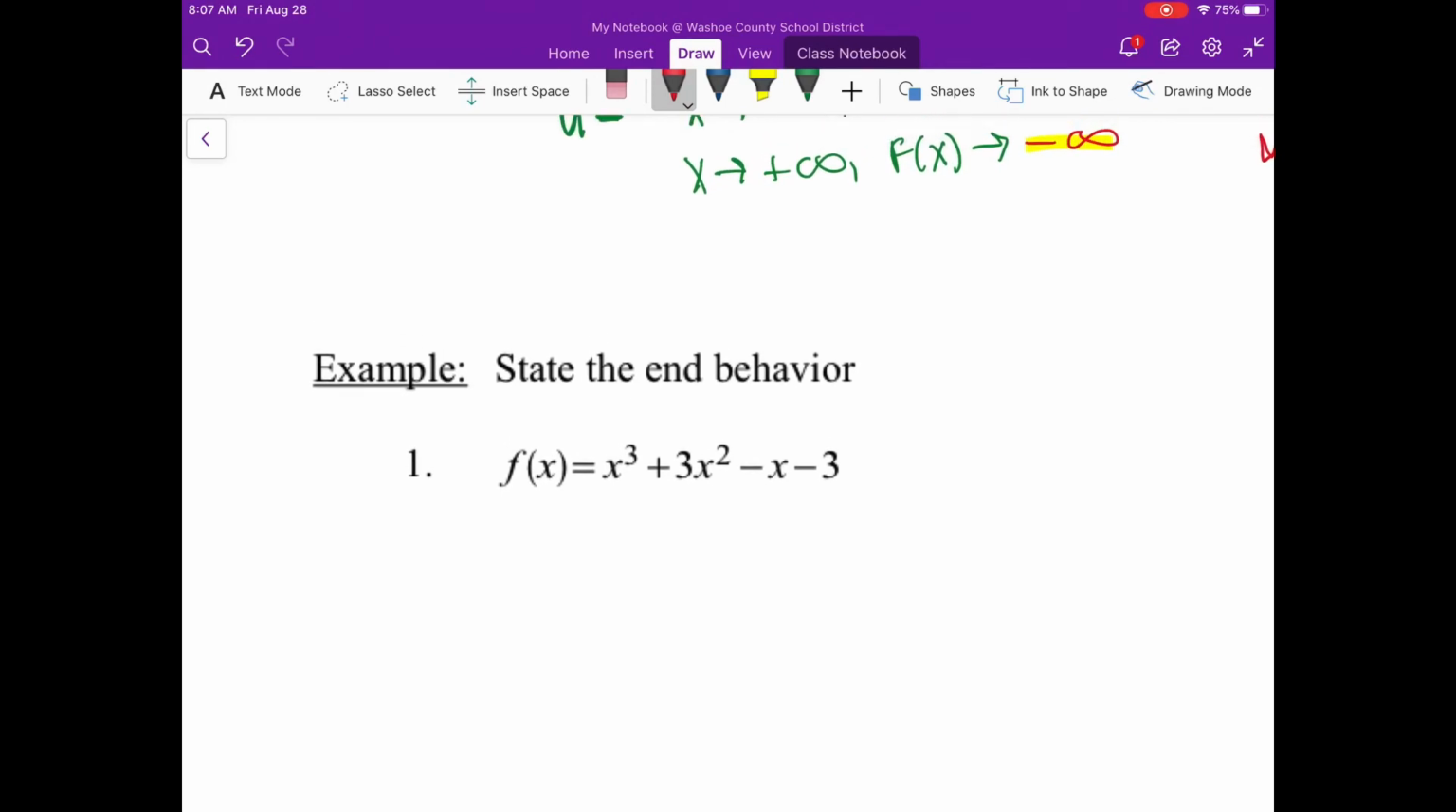So the question is going to say this. It's going to say state the end behavior. So first thing you want to do is look at the entire function here. Okay, there are 4 terms, and look at your highest degree always. So highest degree.